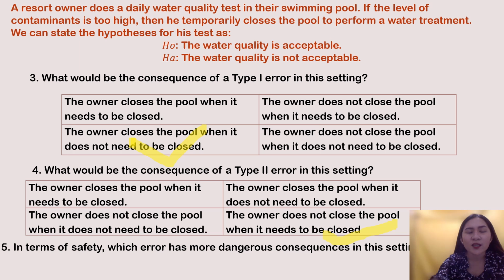Now, the last question. In terms of safety, which error has more dangerous consequences in this setting? In this setting alone, ha? What do you think? Okay, I want you to answer me in chorus. I know, yes, some answered type 1 error, some answered type 2 error. But in this setting, it is more dangerous to have the type 2 error. Kasi the owner does not close the pool when it needs to be closed. It is somehow dangerous in terms of safety.